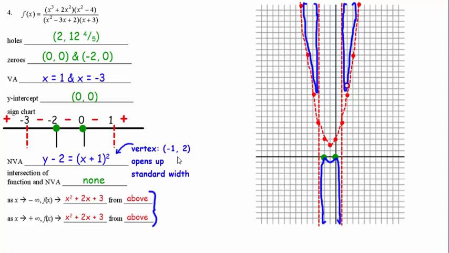So then the last piece is to label all of your points. So go ahead and label your hole and your two zeros. So now you officially can draw graphs of rational functions with non-linear asymptotes.